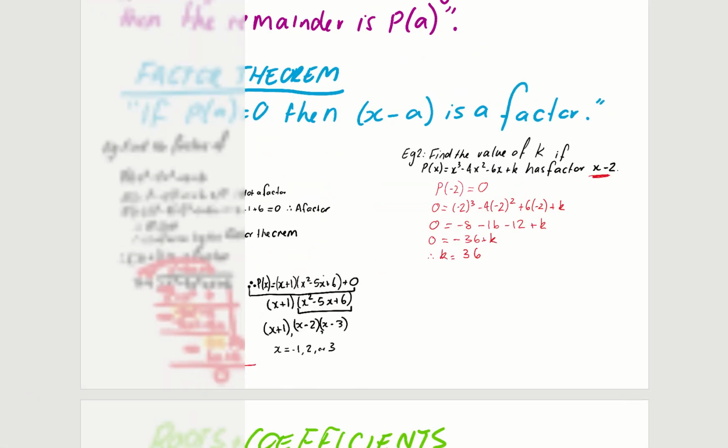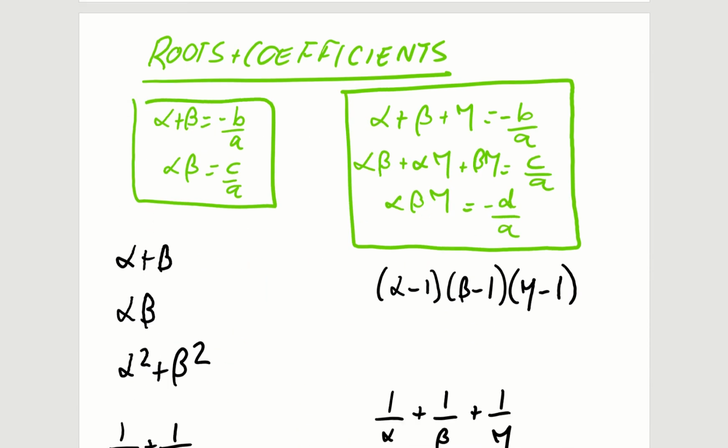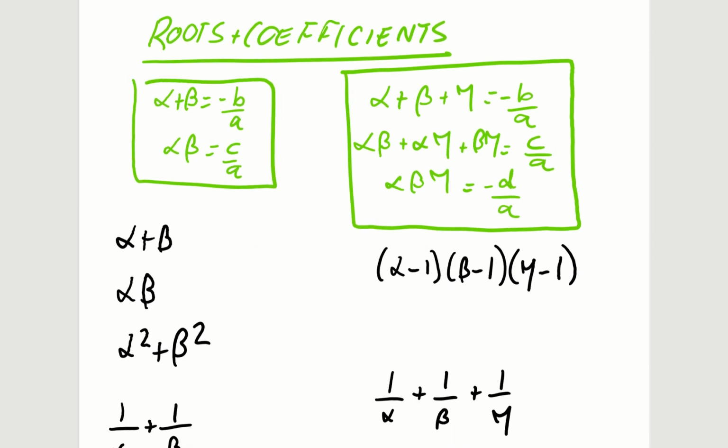Alright, the last part of polynomials that is commonly asked, perhaps not as common, but still something to know, are your roots and coefficients. And they're really straightforward. They look confusing, but they're really not. So, you should know your advanced level roots and coefficients because they're super easy.